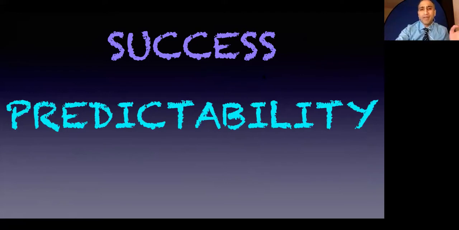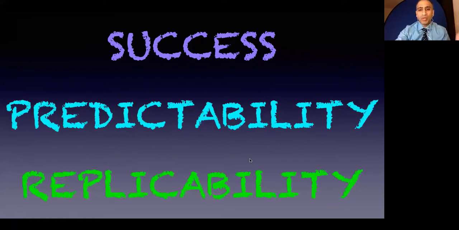So for example, I can do one root coverage procedure and get complete root coverage. But if I'm able to get complete root coverage in, let's say, 80% of my root coverage procedures, then that procedure would be deemed predictable. But perhaps the third important point is what we call replicability. Success and predictability is important, yes, but replicability is also very important.